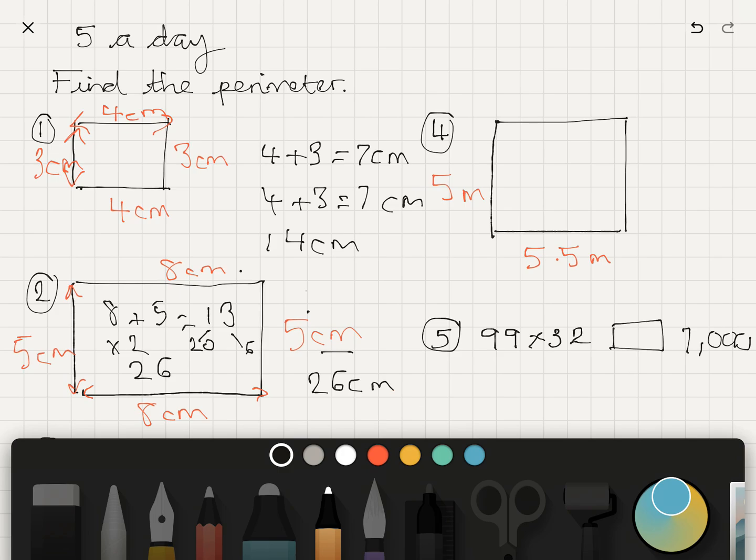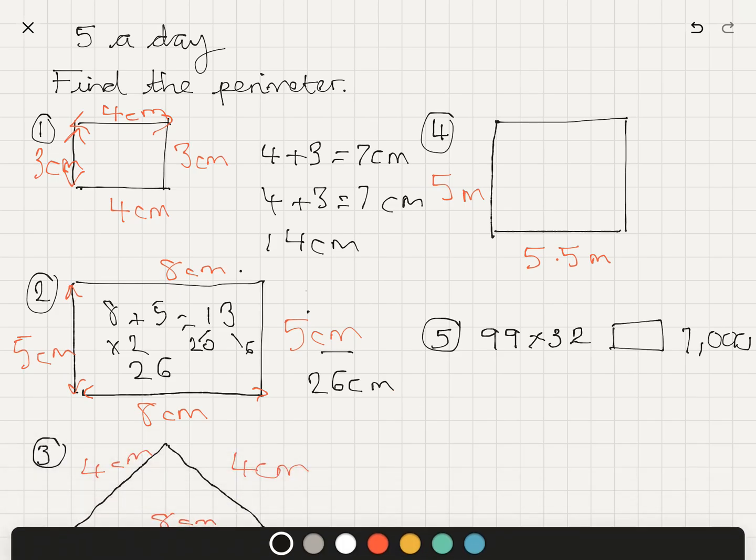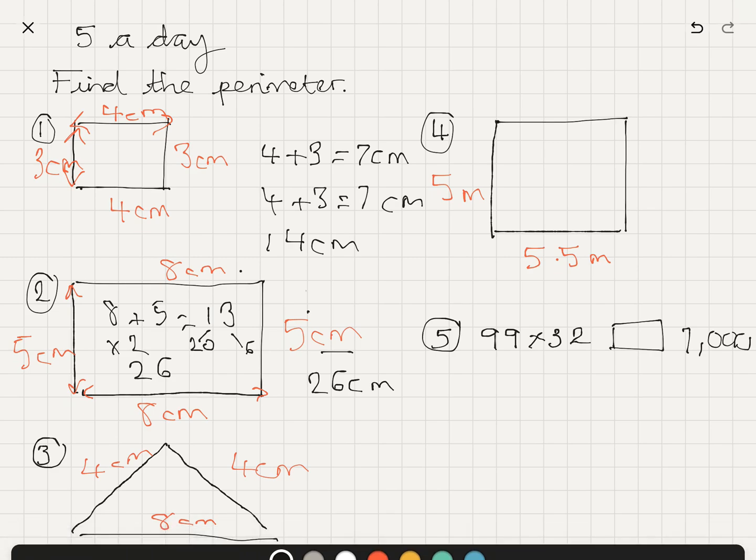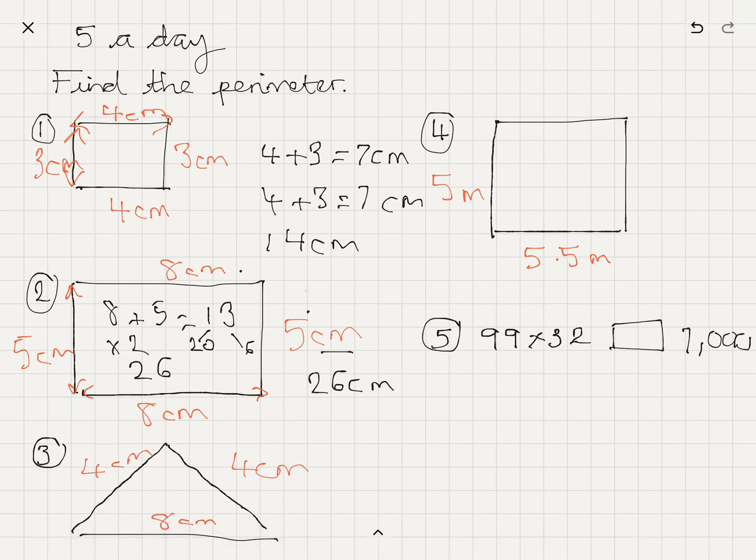Okay, now we're moving on to this bottom shape, which is a bit difficult to see. I'm trying to get this to go away. So we have got a triangle here. We just need to add together all of our sides. So 4 add 4 is 8, and then we add an extra 8. 8 add 8 equals 16. But remember, not just 16, it's 16 centimetres.